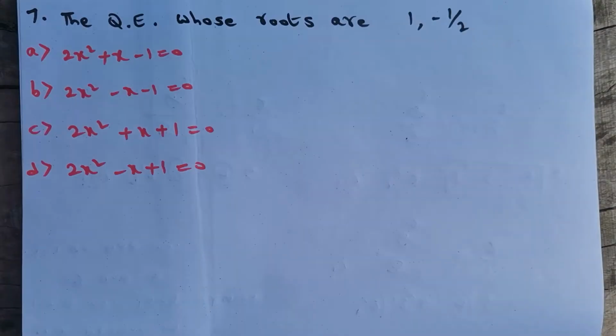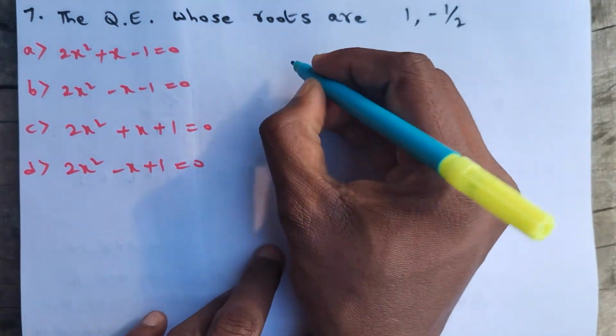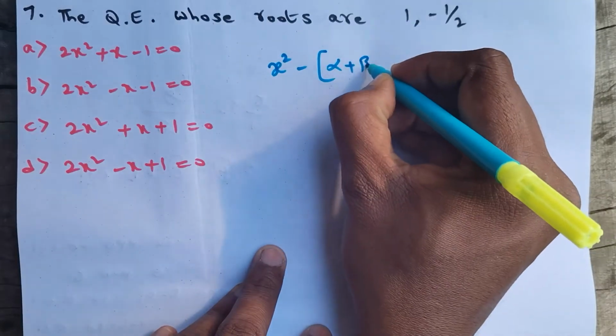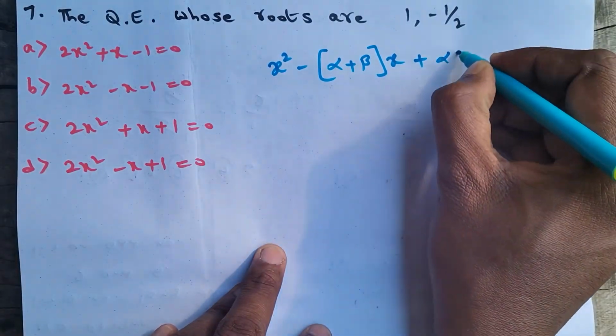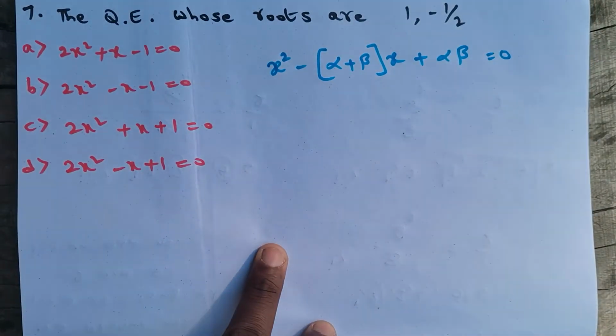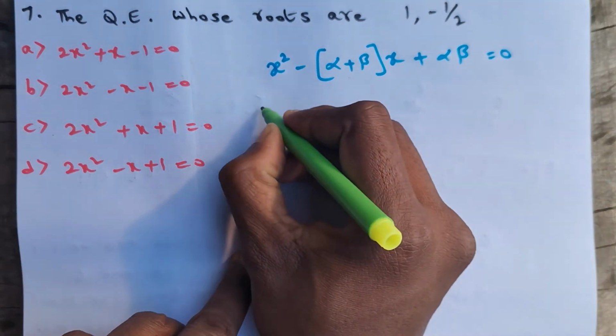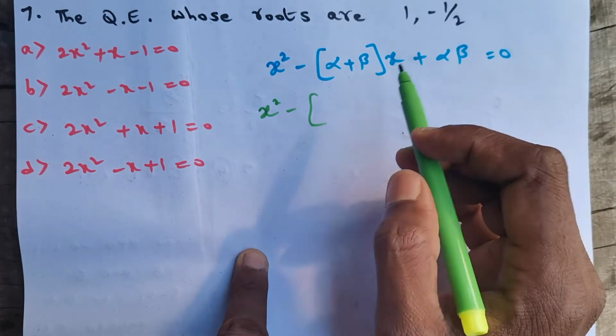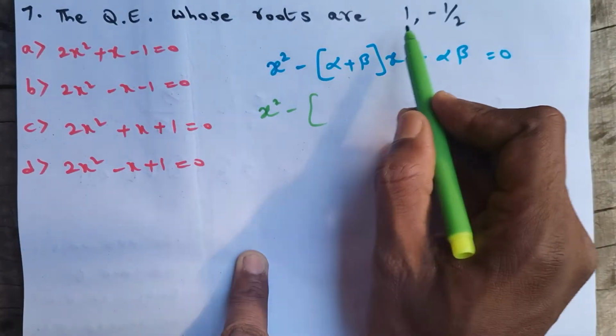Question number 7: the quadratic equation whose roots are 1 comma minus 1 by 2. In the previous problem, he gave the quadratic equation and we calculated the roots. In this case, he gave roots, we need to find the quadratic equation. So we have one formula, x square minus alpha plus beta into x plus alpha beta. Here he is speaking about equation, so make it equals to 0. Now, x square as it is minus, alpha and beta are nothing but roots or zeros. In this case, he gave roots as 1 and minus 1 by 2.